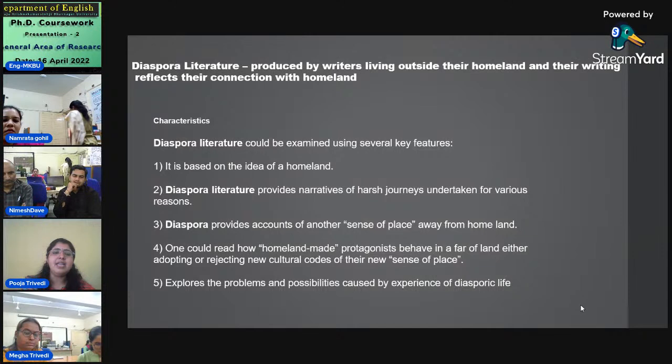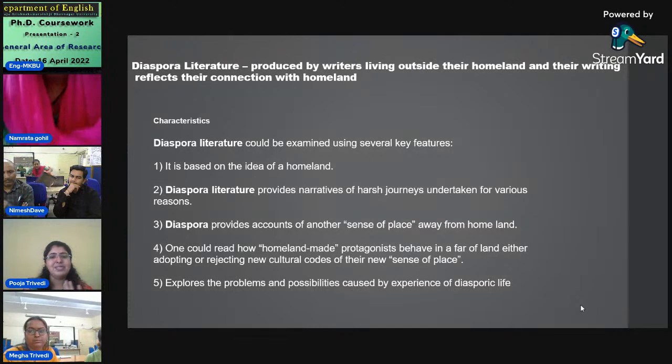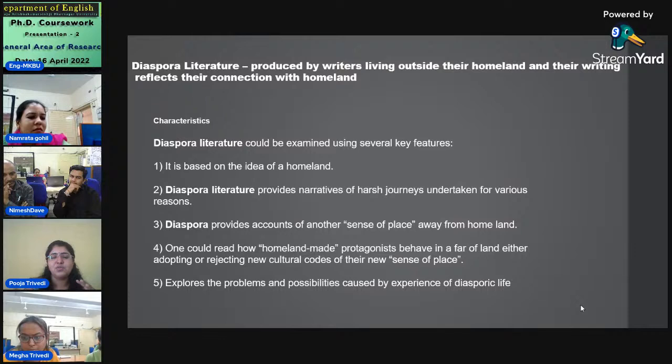One could read how the homeland made a protagonist behave in a far-off land, either adopting or rejecting the new cultural codes of the new place. Now, here in Diwali, we go out of our home for refreshment. We don't want to celebrate Diwali in the traditional way of making rangoli and sweets at home. Now we are modern in India. And the people who live abroad are celebrating Diwali in the traditional way. They are celebrating Navratri more enthusiastically than us. So they try to create something there that gives them a feeling of home. So the homeland is made in a new place, in a host land.